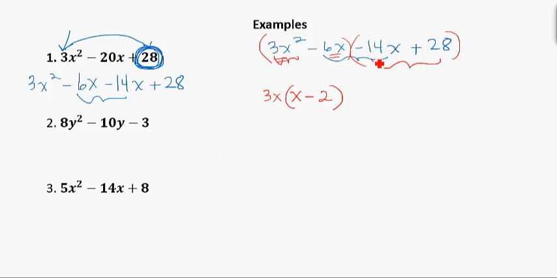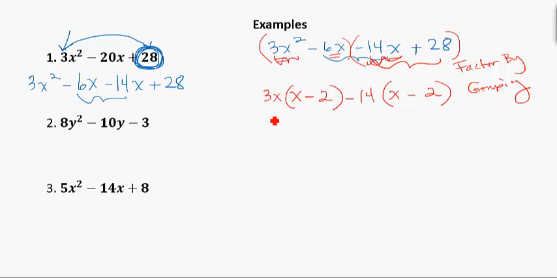Now in this, I've got a 14 and a 28. Both of those can be divided by 14, but there's not an x factor in both of those. So I'm just going to factor out a negative 14. When I do that, I'm left with an x here, an x there, and then a positive 28 divided by that negative 14 is going to be a negative 2. Again, this is called factor by grouping.